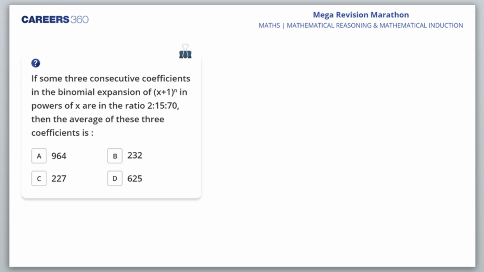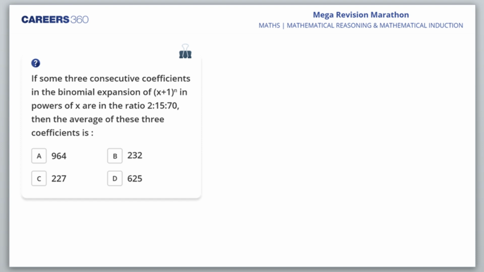So the next question. If some 3 consecutive binomial coefficients in the expansion in powers of x are in the ratio 2 is to 15 is to 70, then the average of these 3 coefficients is. Hello, students. Another question. Go ahead. Yes. Accept the challenge and go ahead.